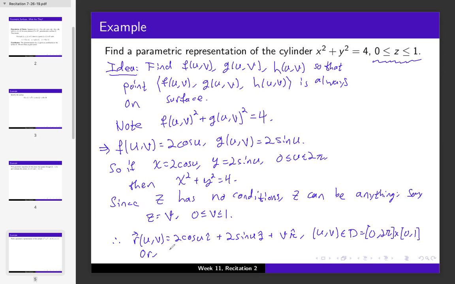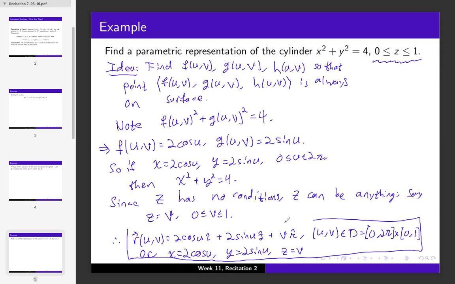You can, if you want, instead write this as x equals 2 cosine u, y equals 2 sine u, z equals v. Both of these expressions tell you the exact same thing. Those are two different ways of giving you the exact same surface.